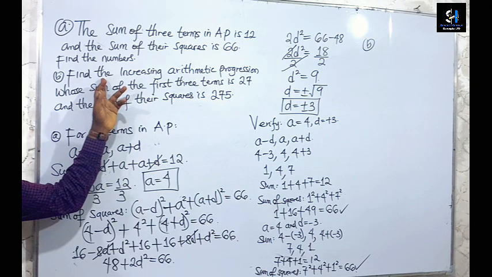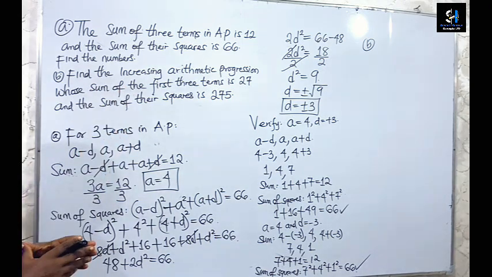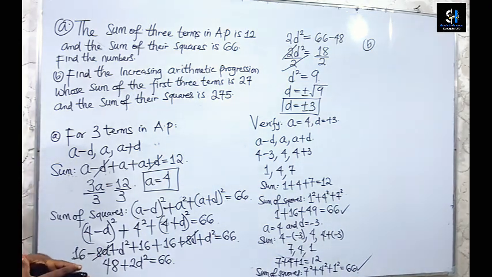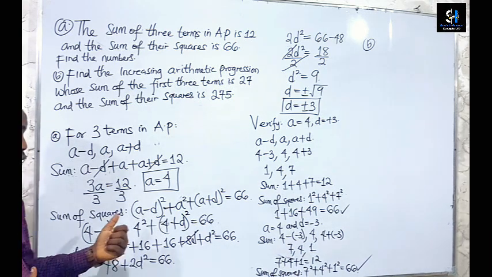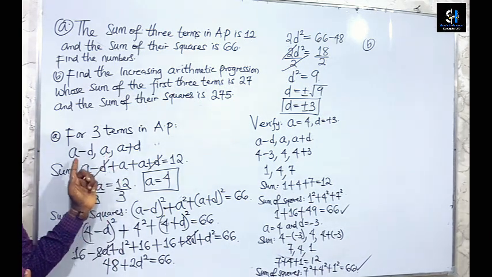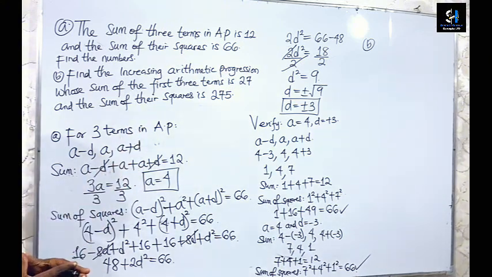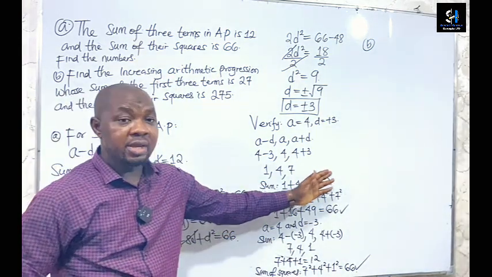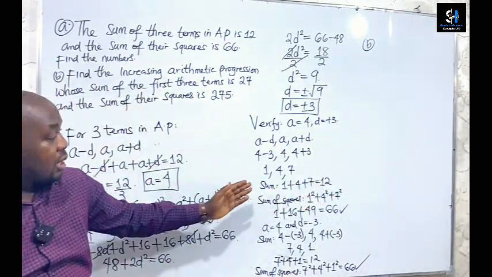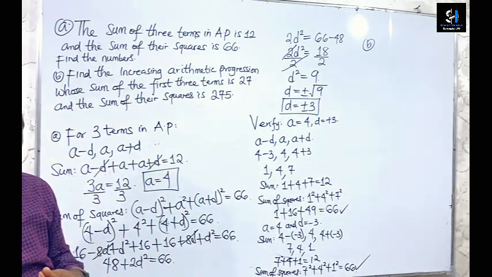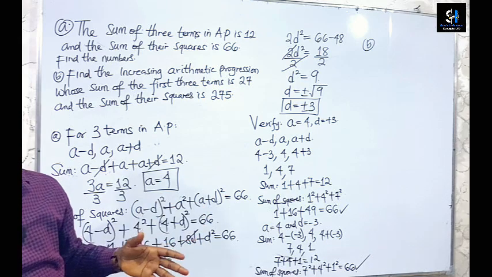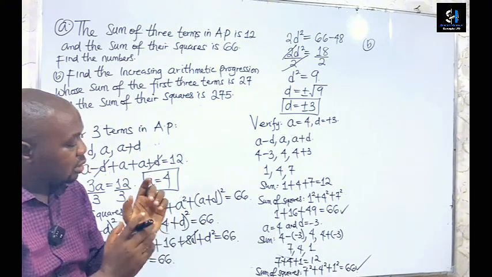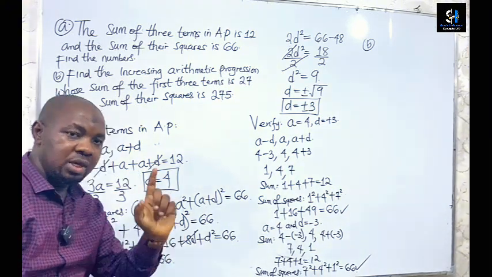We're asked to find the increasing arithmetic progression whose sum of the first 3 terms is 27 and the sum of their squares is 275. So we can again use this to form the arithmetic sequence. You can see that the numbers are increasing. That means the numbers that form the arithmetic progression are greater than 0, so not one of the 3 terms is negative.